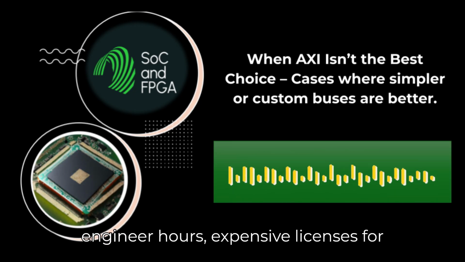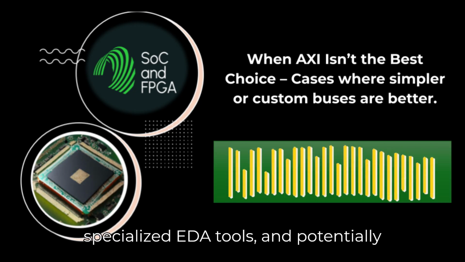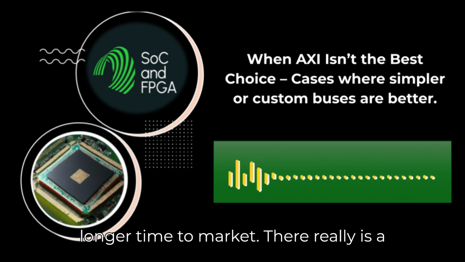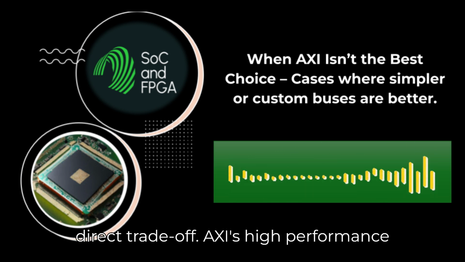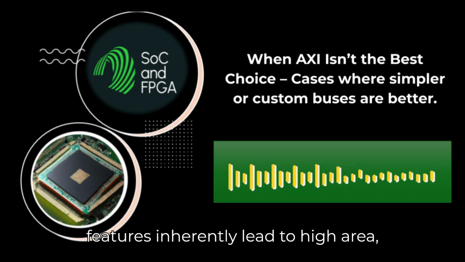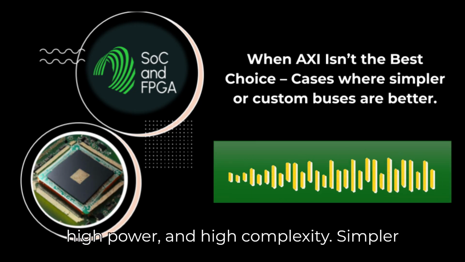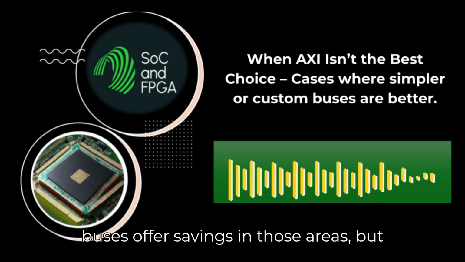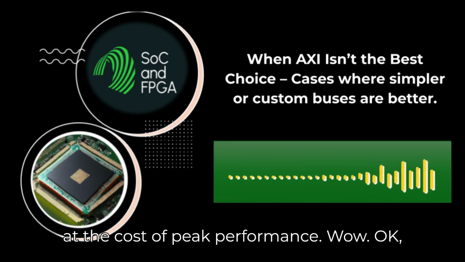Thousands of engineer hours, expensive licenses for specialized EDA tools, and potentially longer time to market. There really is a direct trade-off. AXI's high-performance features inherently lead to high area, high power, and high complexity. Simpler buses offer savings in those areas, but at the cost of peak performance.